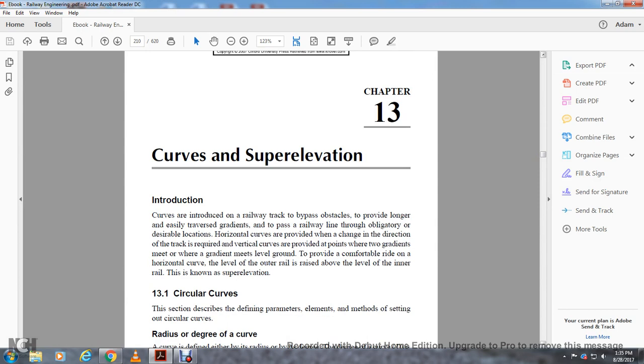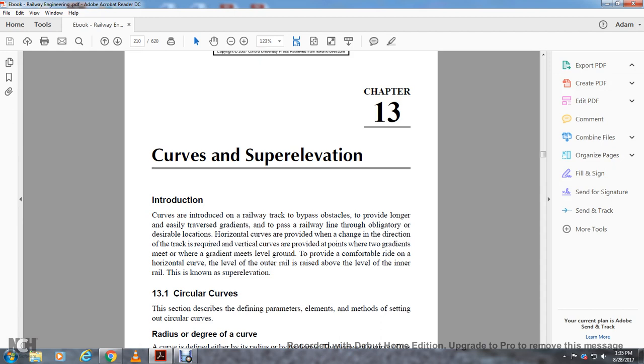Introduction. Curves are introduced to the railway track by bypassing obstacles, to provide longer, easily traversed gradients to pass railway lines. Horizontal curves are provided at a change of direction of the track. Vertical curves are provided at the points where two gradients meet. On a horizontal curve, to provide a comfortable ride, the level of the outer rail is raised above the level of the inner rail. This is known as superelevation.